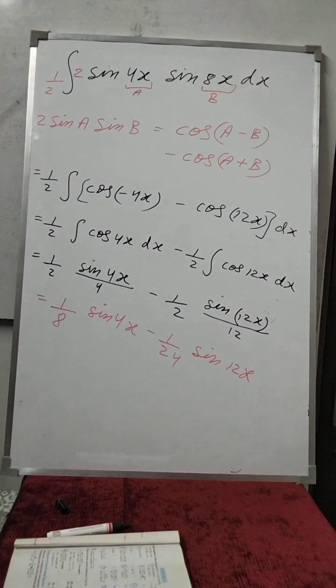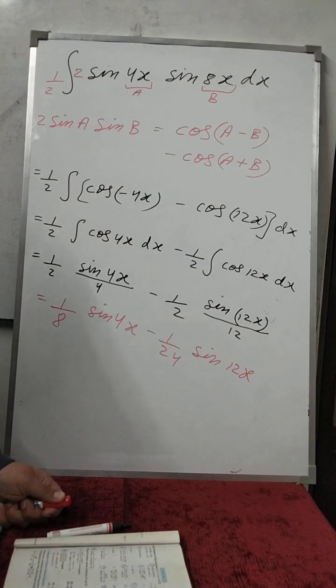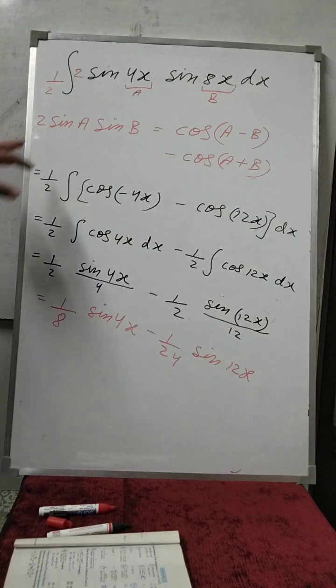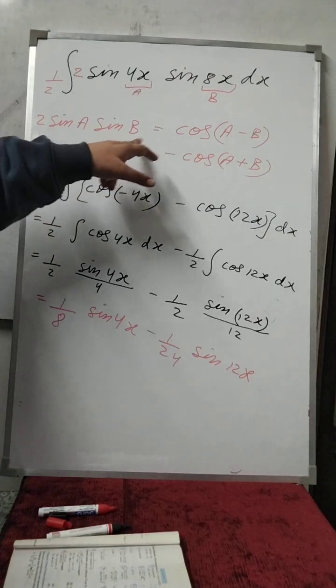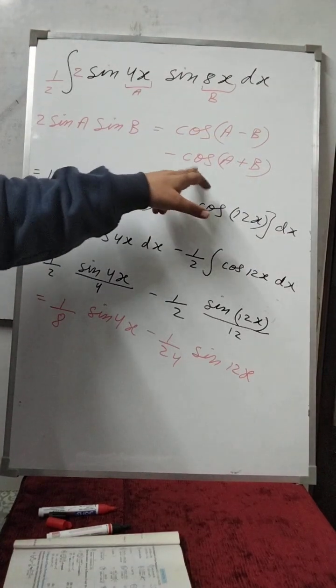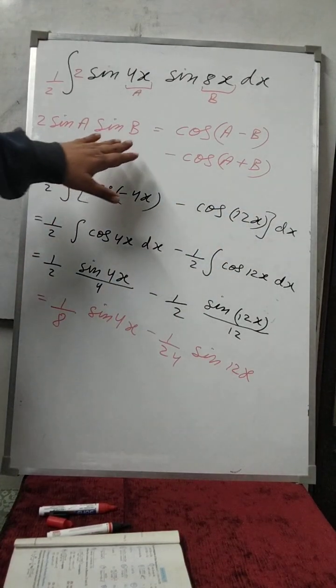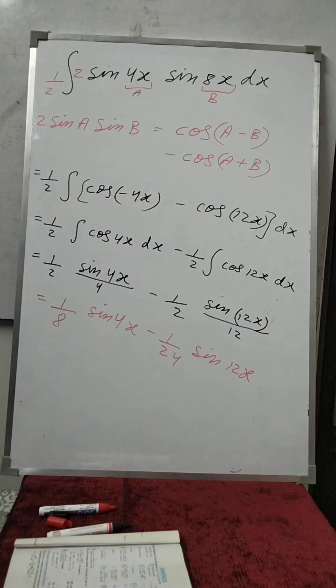Okay, this was also an NCERT question and I hope it was not a tough question. So you can note down the answer. I have applied the formula 2 sin a sin b will be cos a minus b minus cos a plus b. Using this formula I have solved this question. So note down the solution, then I am moving to the next question.